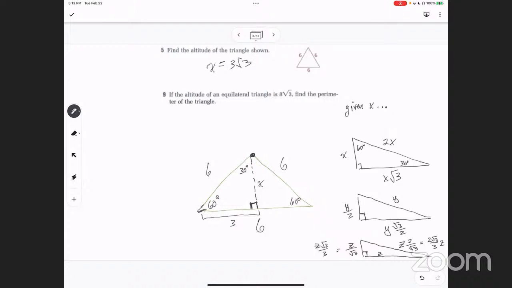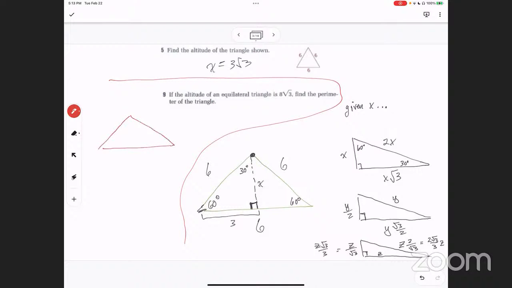Number 3 says find the altitude of an equilateral triangle. I'm sorry, the altitude of an equilateral triangle. So now let me do red for this one since I kind of used this whole page. Here's this problem. It says an equilateral triangle. Okay, so let's draw our equilateral triangle again.